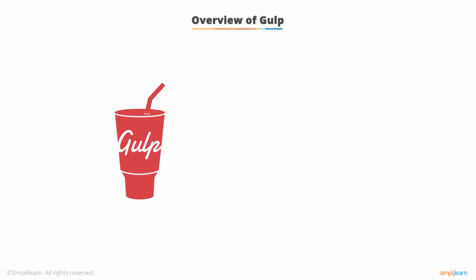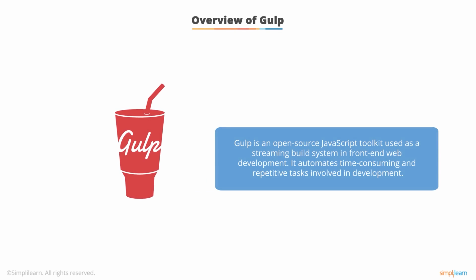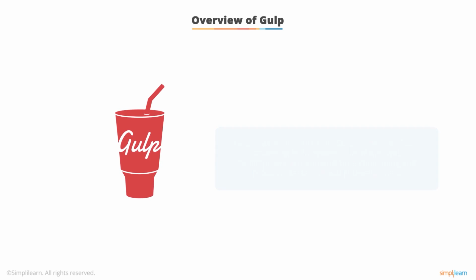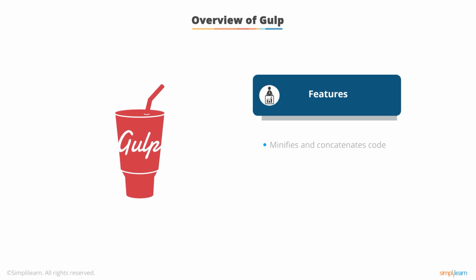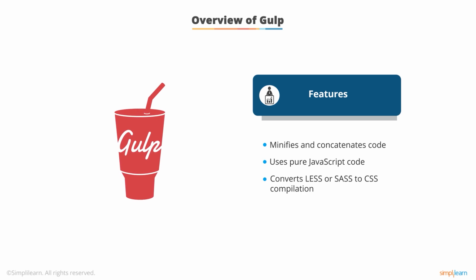An overview of Gulp. Gulp is an open-source JavaScript toolkit used as a build system in front-end web development. It automates time-consuming and repetitive tasks involved in development. Some of the key features of Gulp are code minification and concatenation, usage of pure JavaScript code. Gulp converts files created under Less or Sass in a CSS compilation process.